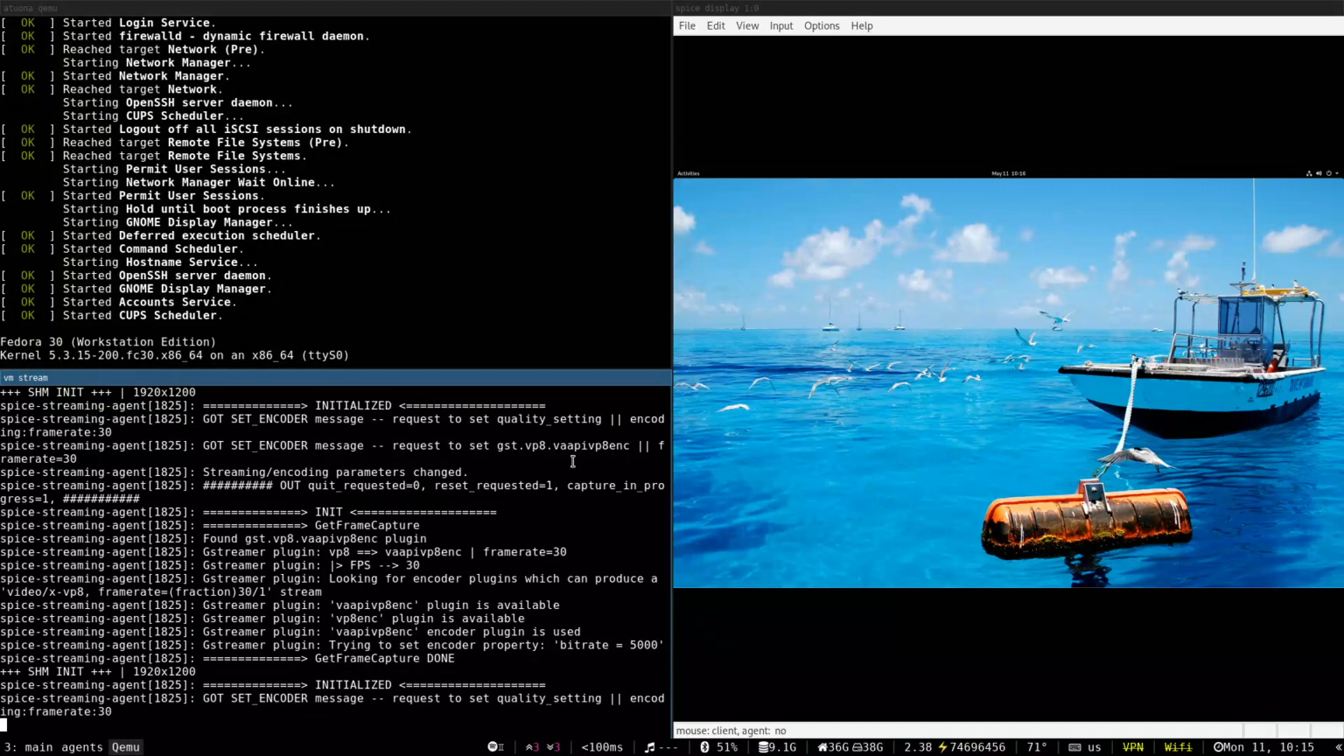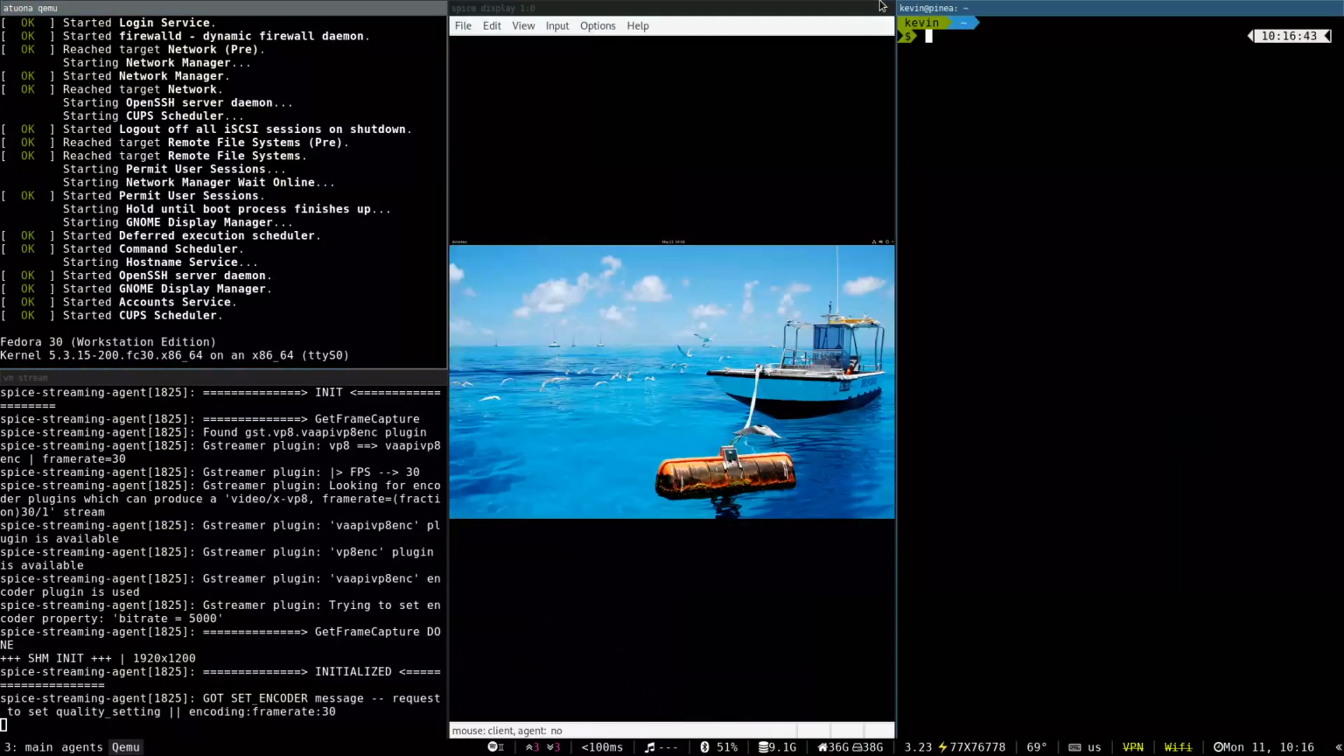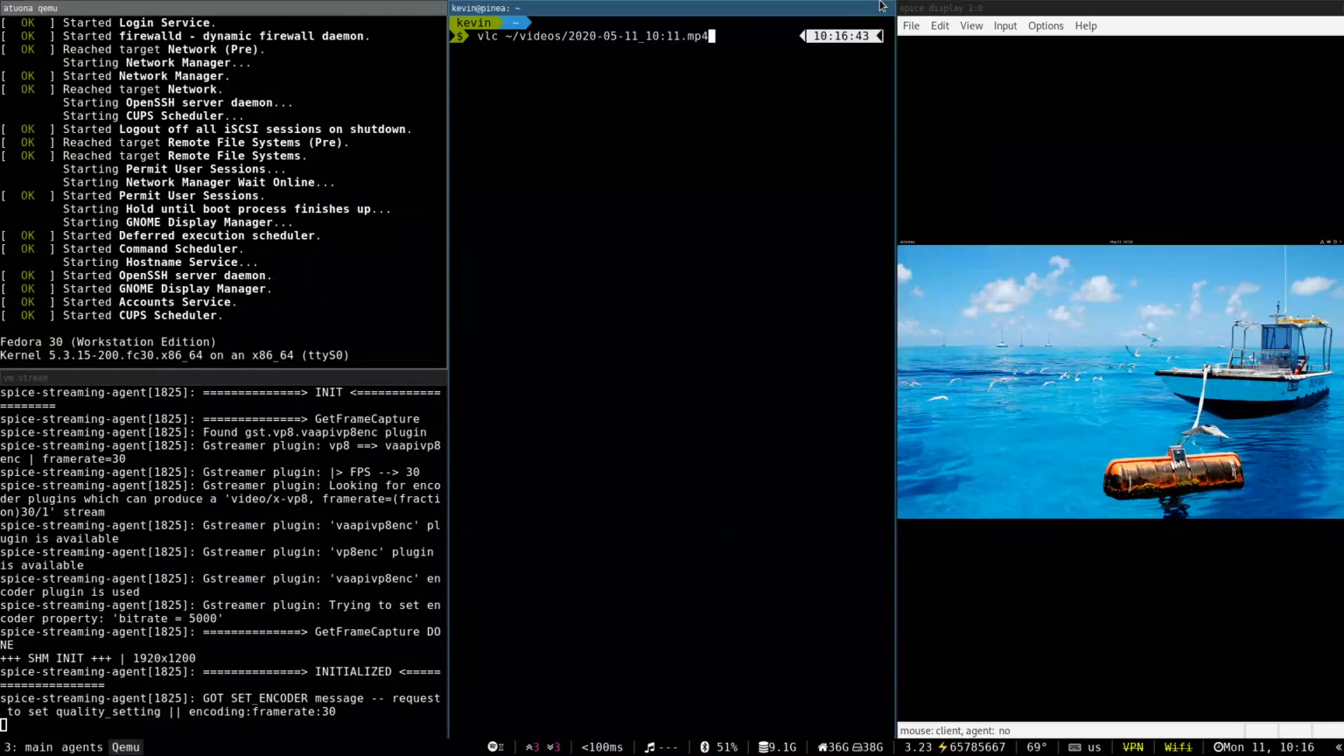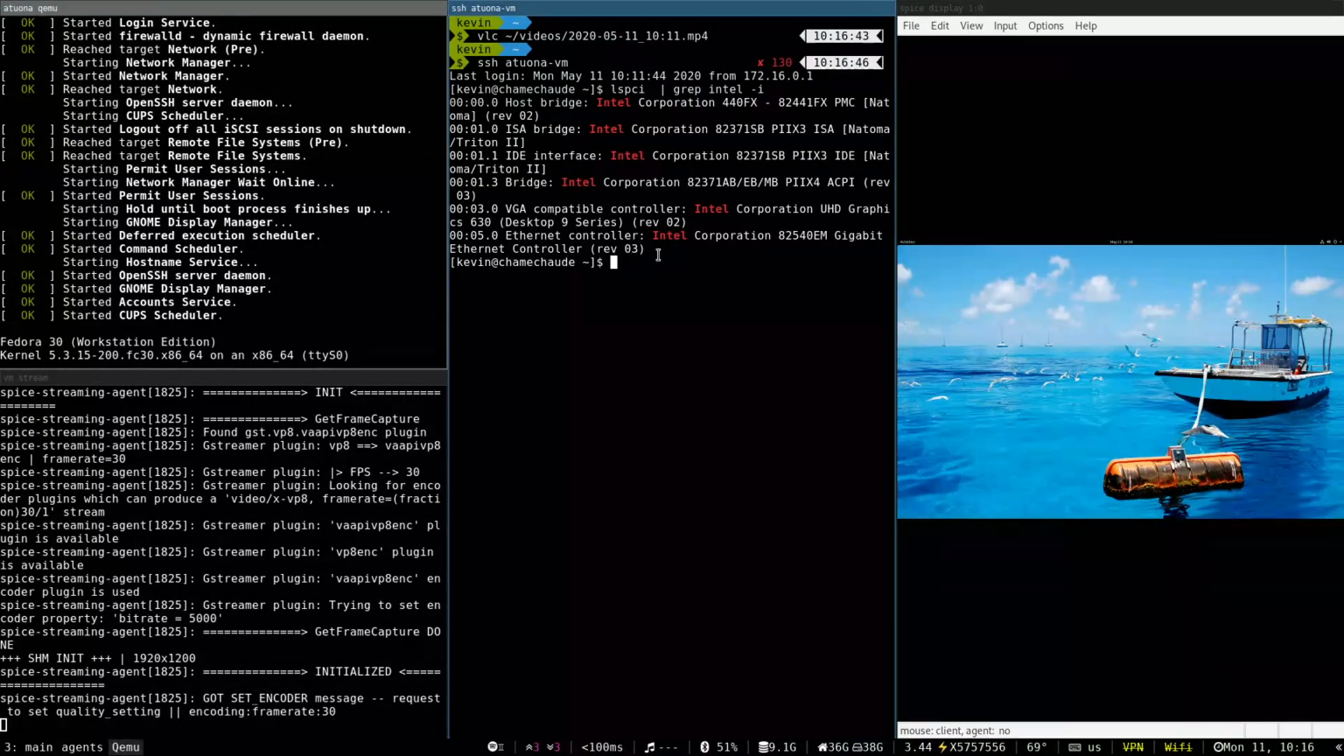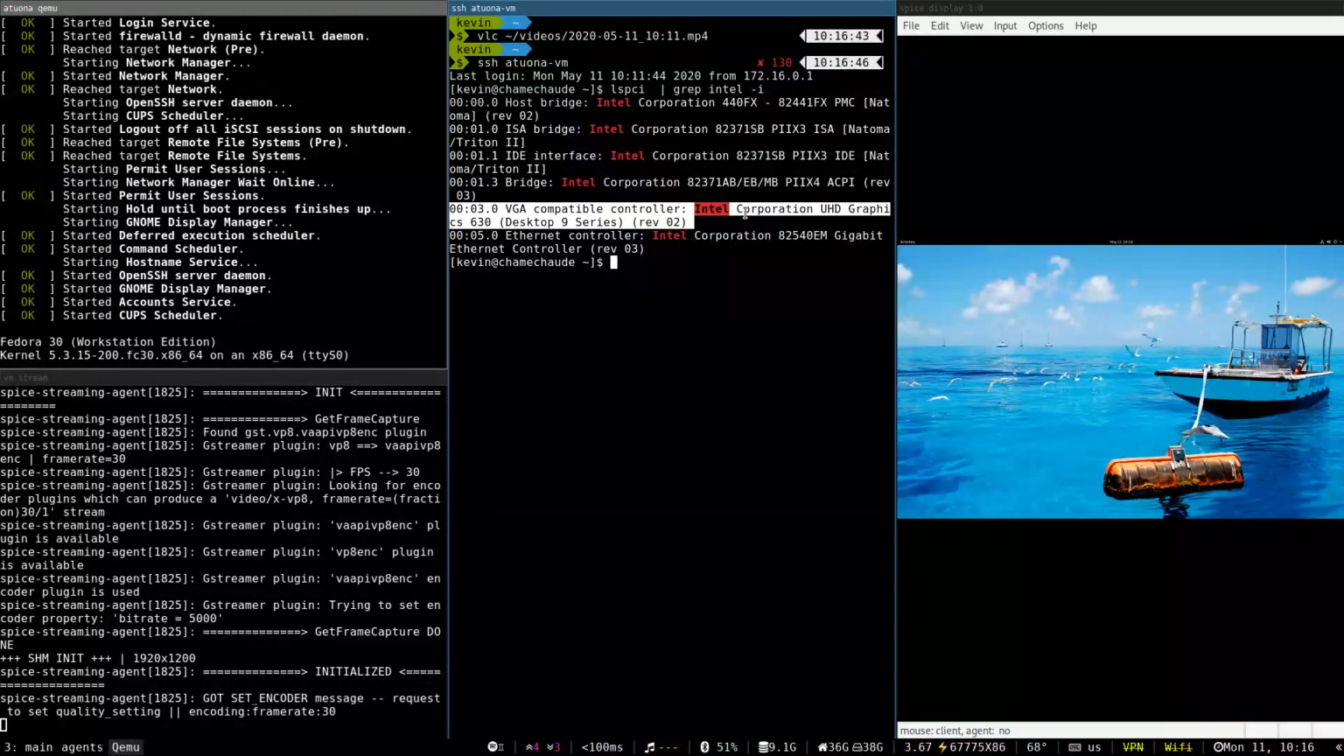So the context is that we have a virtual machine running with QEMU hypervisor, and its desktop is exposed with SPICE. And this desktop is exposed with a video stream encoded with a vGPU. So let me highlight this. If I connect to the virtual machine and list its devices, we see that the virtual machine has an Intel GPU that is exposed by QEMU.